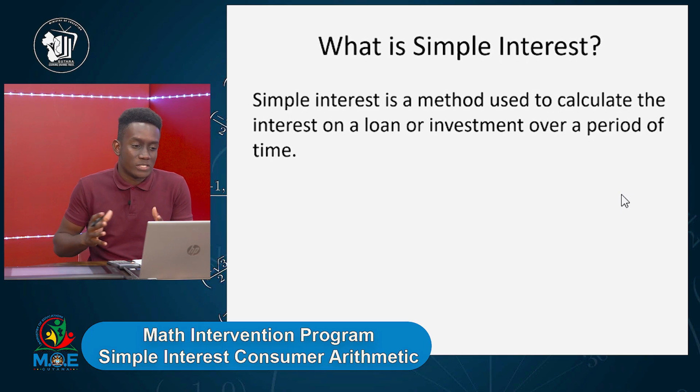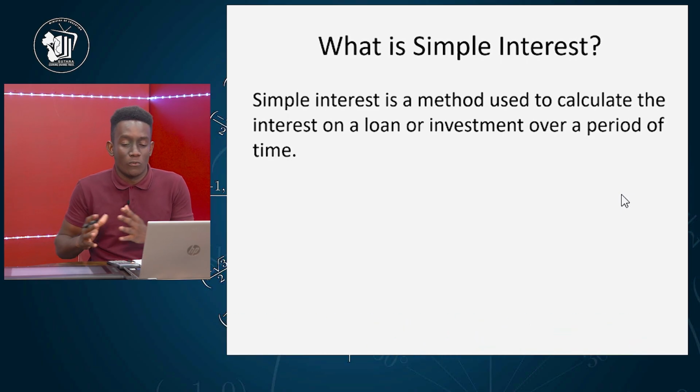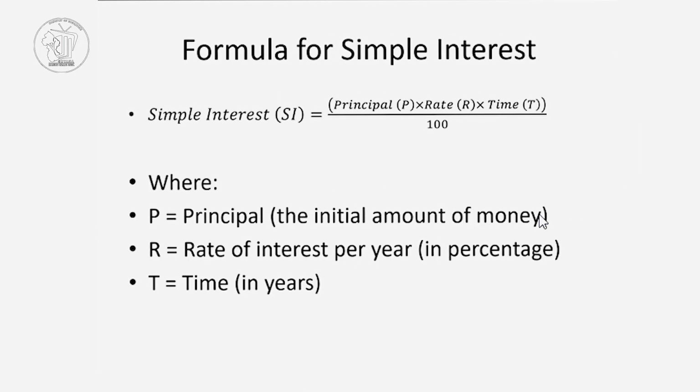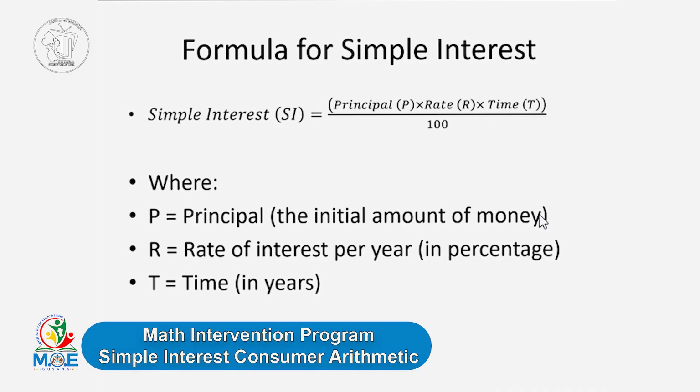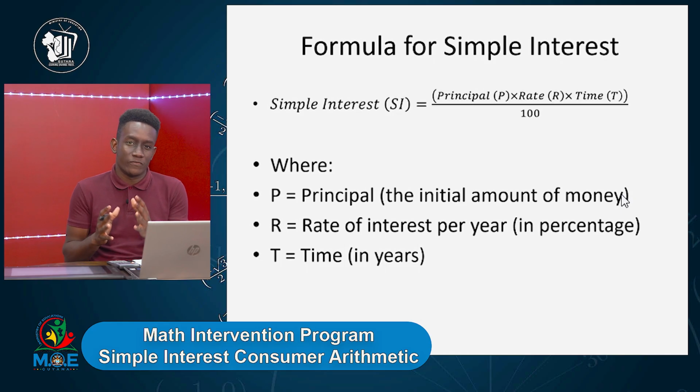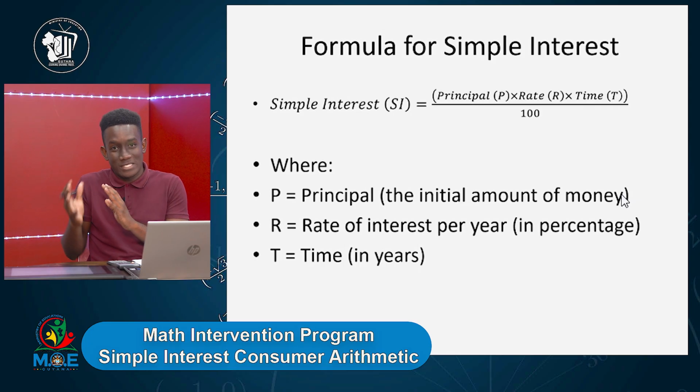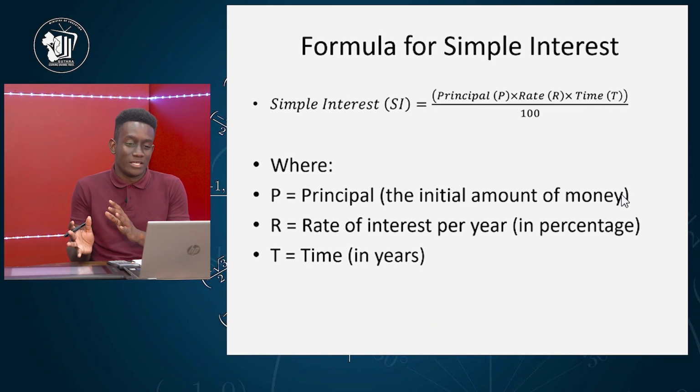Simple interest is a method used to calculate interest on a loan or investment over a period of time. So let's head straight into the formula. The simple interest formula is an easy one to remember. It says simple interest is equal to PRT over 100, in which P is the principal, the amount of money that you borrow, R is the rate, in percentage, and T, which is time, is measured in years. So you just have to be careful when you are using T. T is measured in years. So if they give you 6 months, you have to convert that to years. And all of that will be divided by 100.